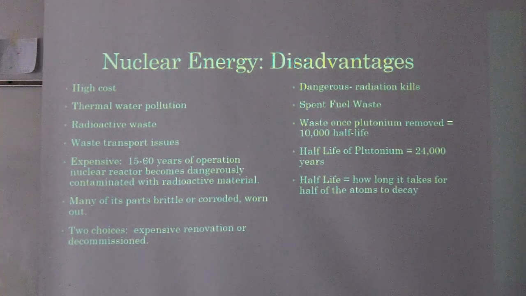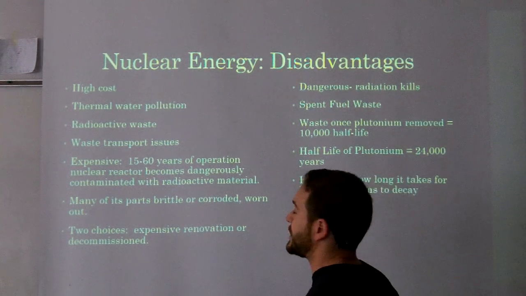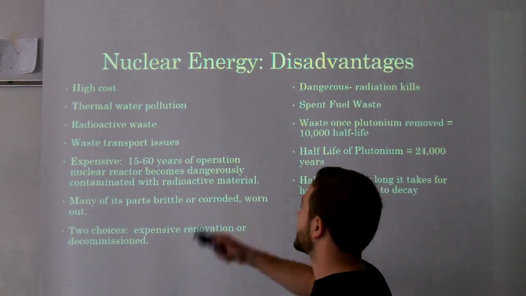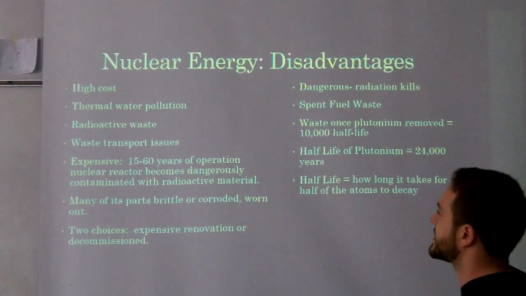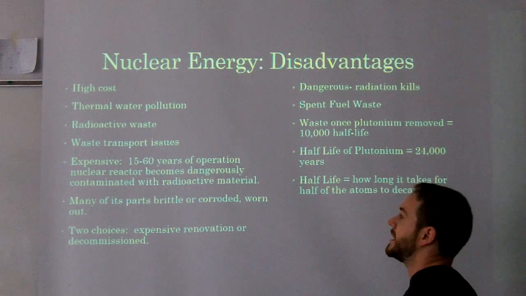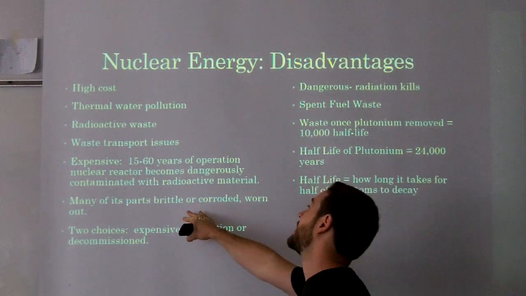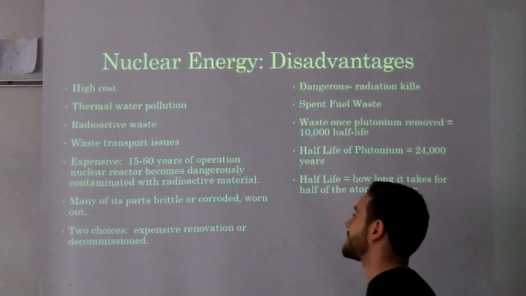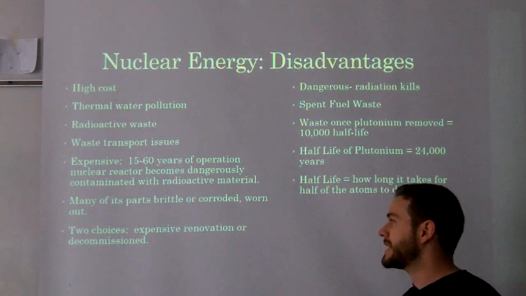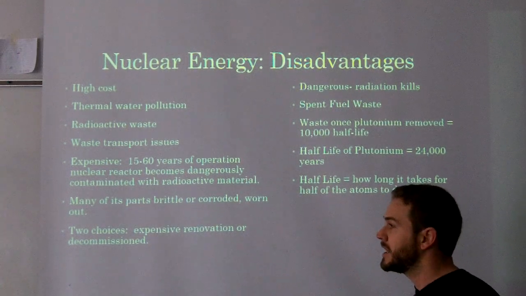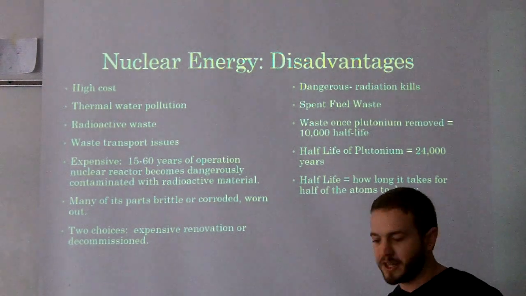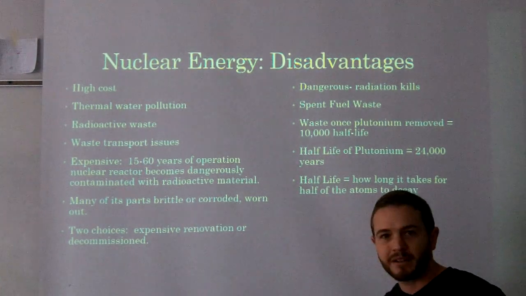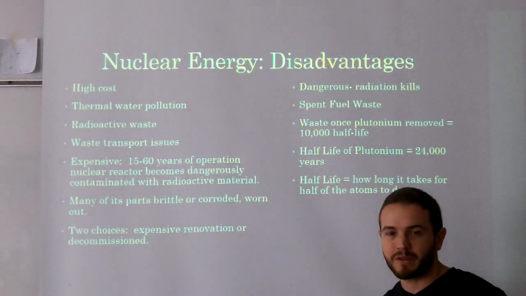Nobody wants to transport this radioactive waste. What do we do with this radioactive waste? After 15 to 60 years of operation, the nuclear reactor becomes dangerously contaminated with radioactive material, which causes the brittling and wearing down of many of the parts. So you have to renovate it or decommission it, and if you decommission it, you basically cap the entire thing with more concrete and lead, and it just stays there because we have no way of dealing with this radioactive waste.